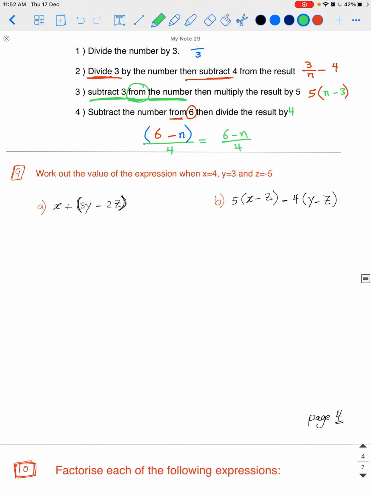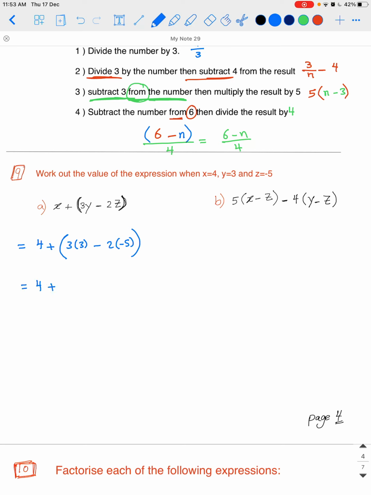Work out the value of the expression when x equals 4, y equals 3, z equals negative 5. Let's substitute. So x equals 4, so 4 plus open bracket 3y means 3 multiplied by 3 minus 2z, 2 multiplied by negative 5.